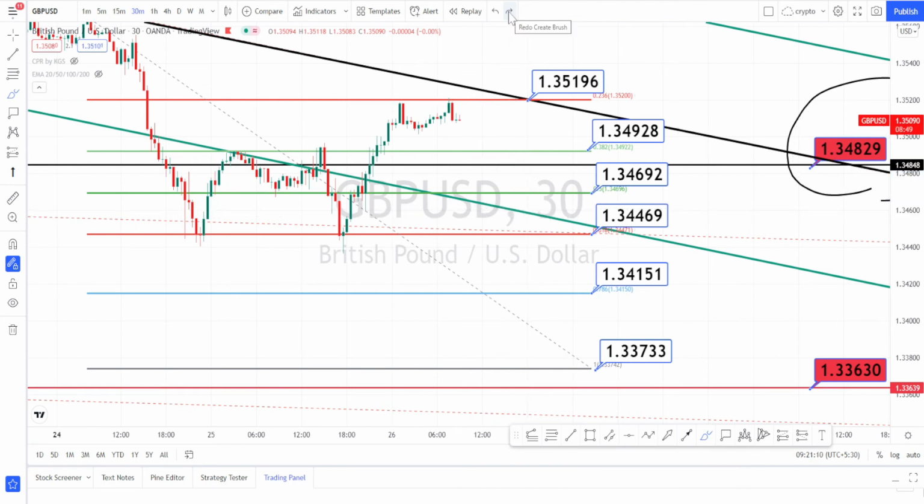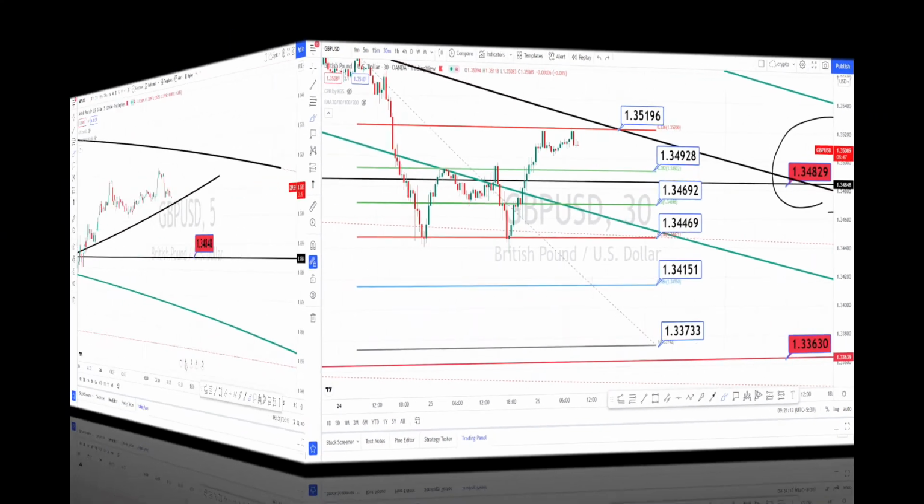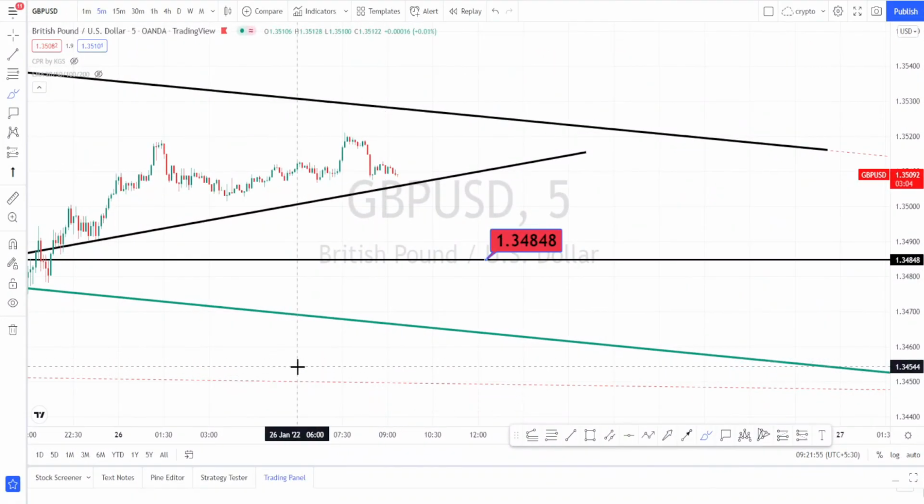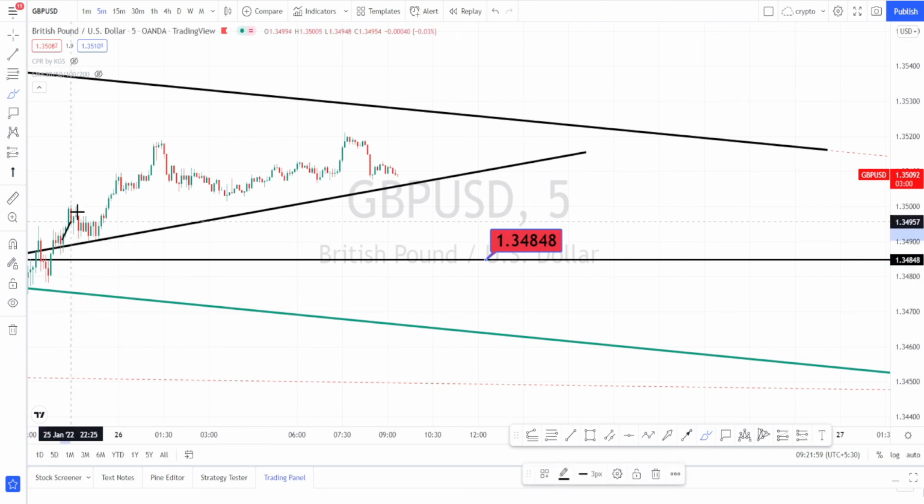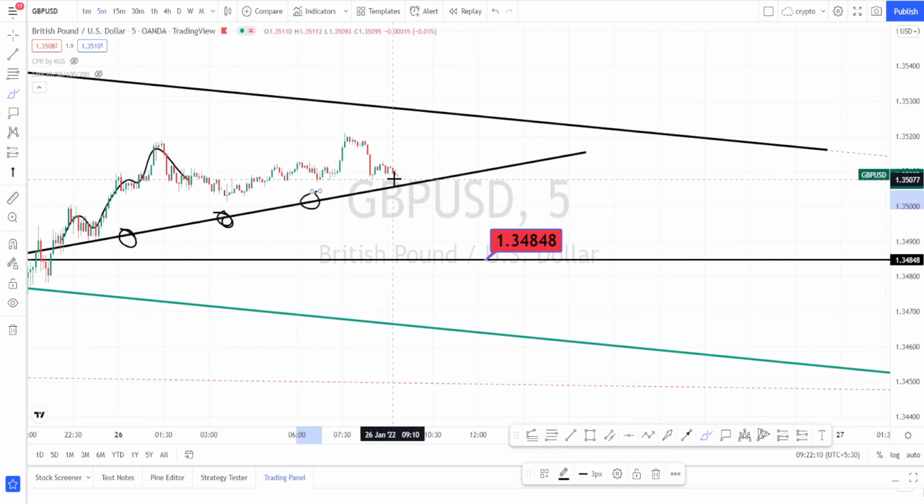Let us do the analysis in 5 minutes time frame. I am in 5 minutes time frame now. When we look at the price action in 5 minutes time frame, currently it is trading within a bullish trend. As long as this support line is holding, we can expect the bullish trend to continue, and we have the midline from the bearish channel pattern acting as a very strong resistance.